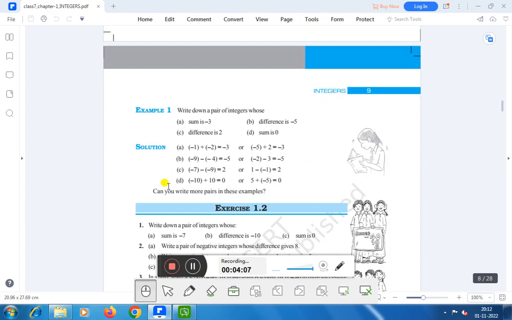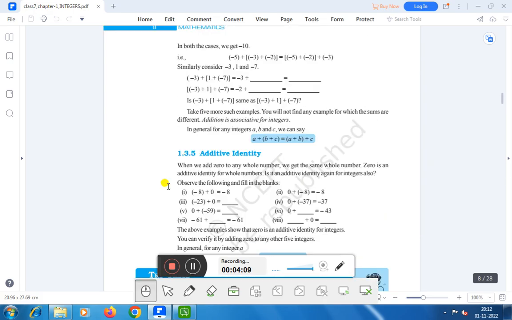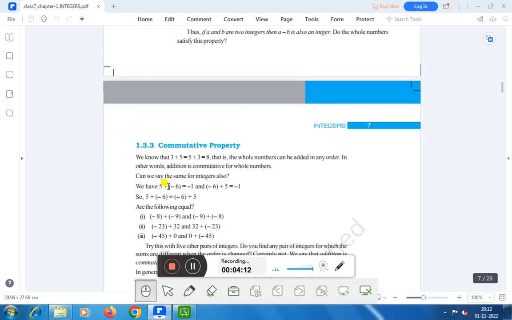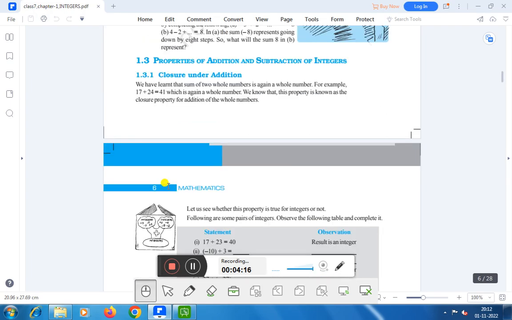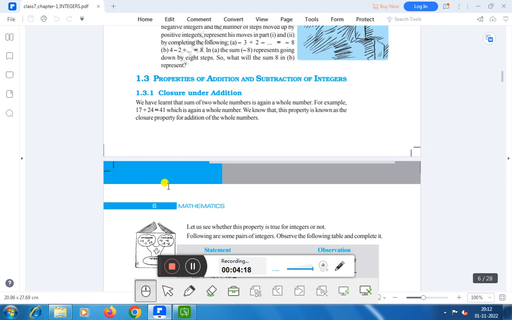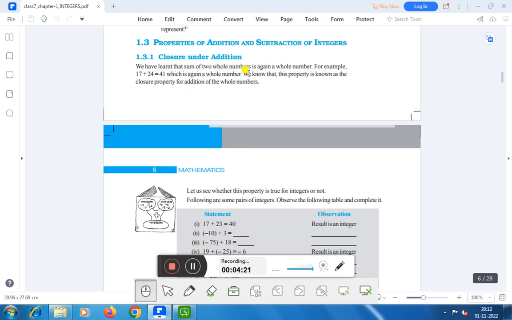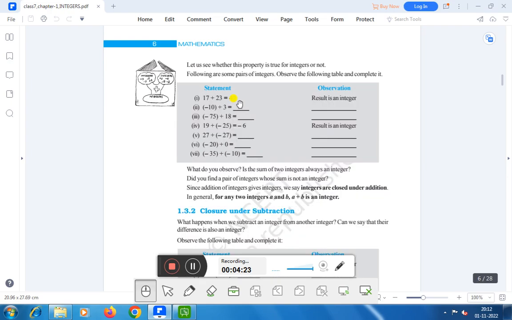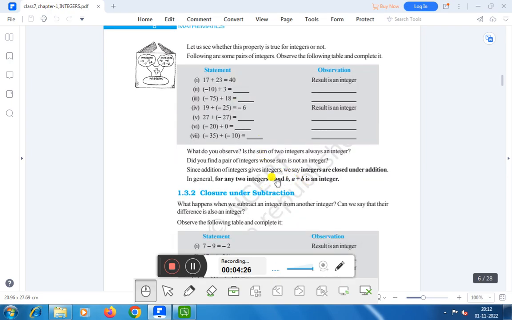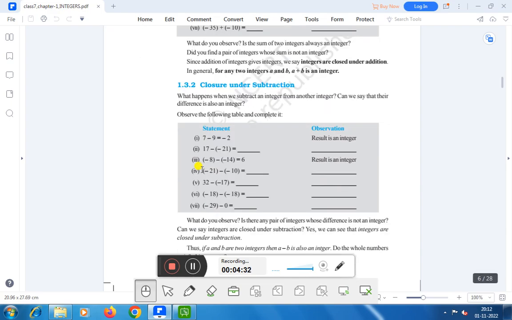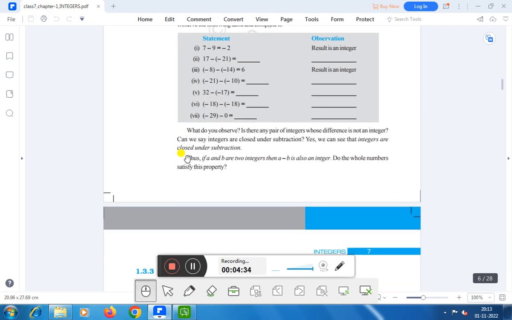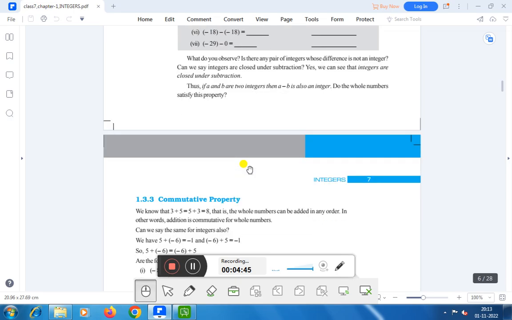These are the different properties. We will repeat them once again. First, the properties of addition: integers are closed under addition, right? That is, in general, if we take a and b, a plus b is also an integer. Therefore, we can say that integers are closed under addition. Closure under subtraction, right? For integers, we see that integers are closed under subtraction also. That is, if a and b are two integers, a minus b is also an integer.